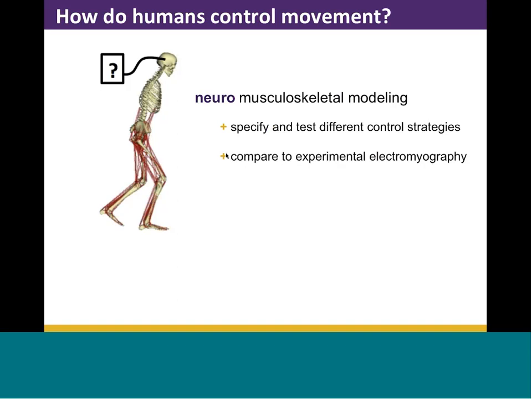which we then can compare to experimental measures such as electromyography to test and see, is this theory for how we are controlling movement actually agreeing with the activation and coordination patterns that we see in both unimpaired individuals and perhaps also individuals with impaired movement. And so this can give us a platform also to start to evaluate patient-specific deviations.